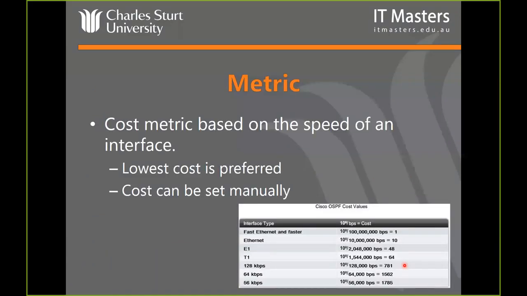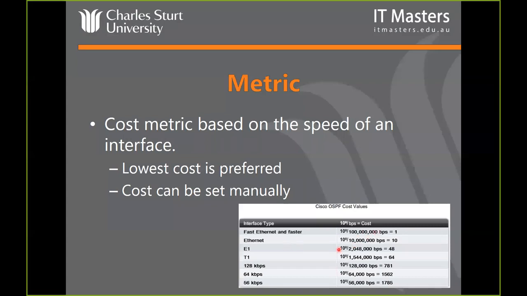Okay. So the metric for OSPF is a cost based on the speed of an interface. So the lower the cost, the more preferred a route is. Cost can be set manually. My question to you is, why would you need to do that? Think very carefully about it before you do that.